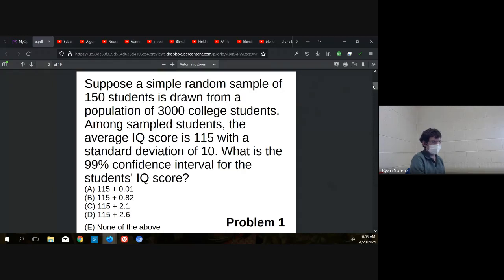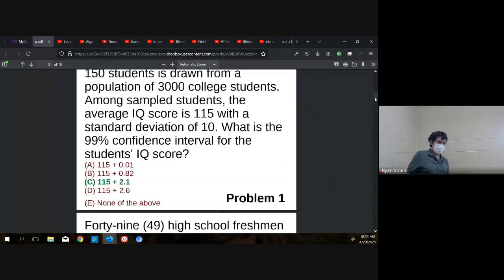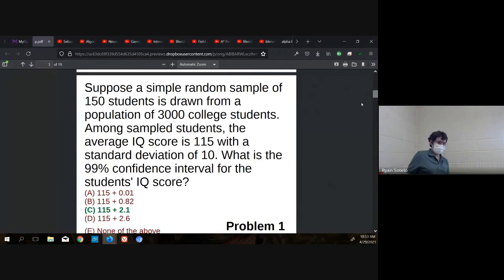Peter, how confident are you? 112 plus or minus 117. Which one? E? Wait, E. I think it is E. Oh, it's C? Did you do a T interval? Yeah. 115 was the mean. N was 150. It's 2.1 away from 115. 115 minus 2.1, what's that?